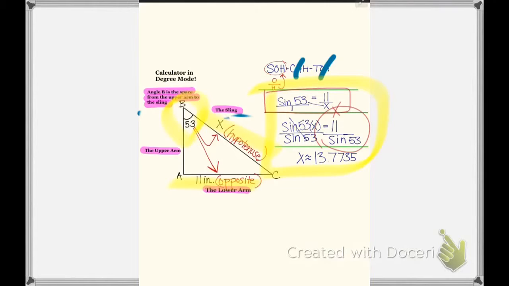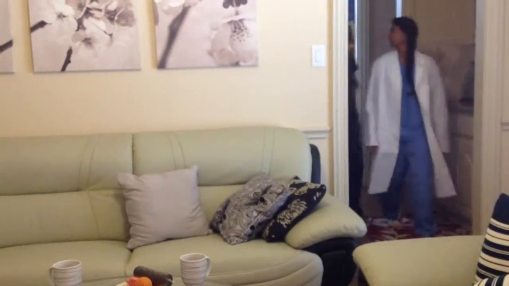So, after solving it, we get x is about 13.7735, rounded for the sling's hypotenuse, which would be about 14 inches. I know, right?